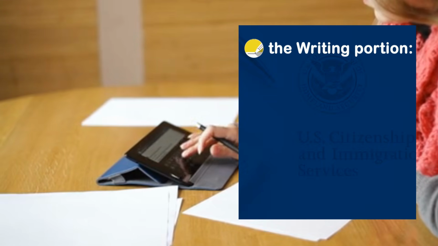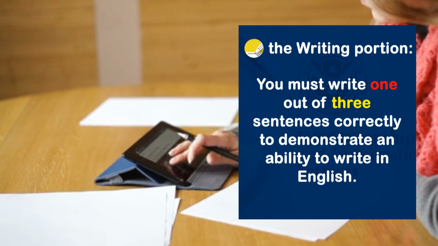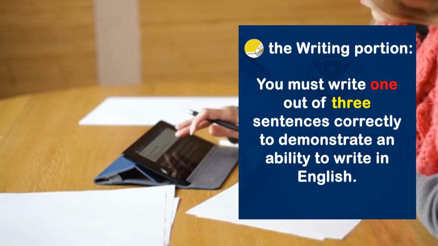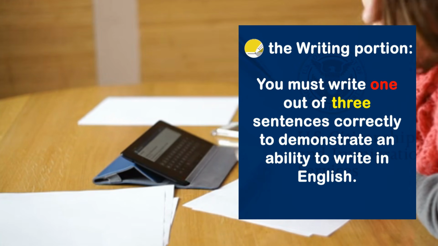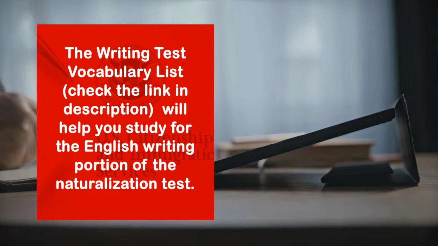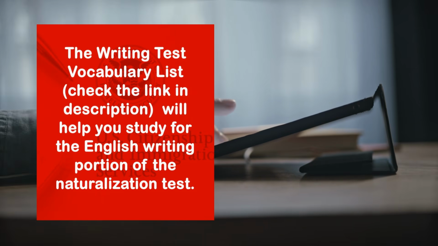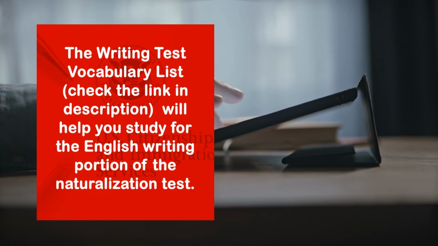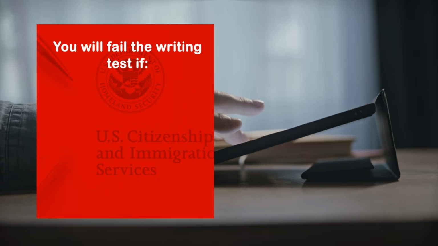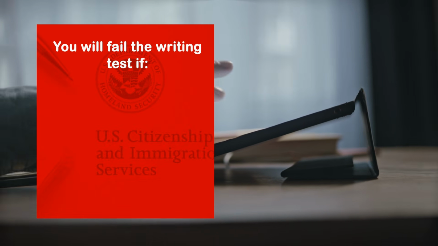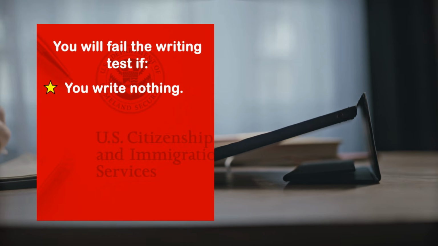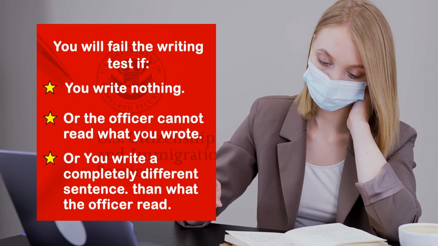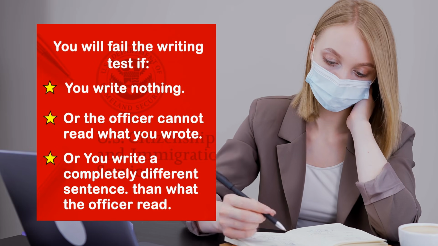And the writing portion. You must write out 1 of 3 sentences correctly to demonstrate an ability to write in English. The writing test vocabulary list, check the link in the description, will help you study for the English writing portion of the naturalization test. You will fail this writing test if you write nothing, or the officer cannot read what you wrote, or you write a completely different sentence than what the officer read.